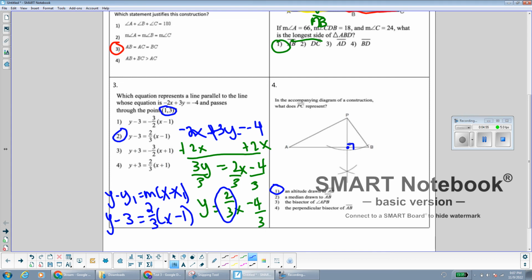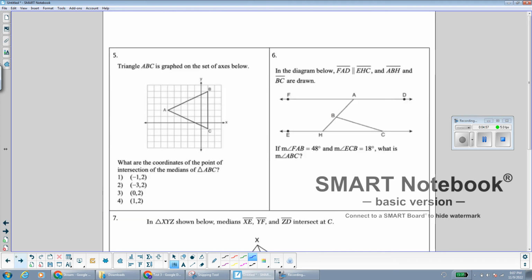Okay, we need to find the coordinates of the intersection of the medians. Medians connect a midpoint to the opposite vertex. So let me find the midpoint. 1, 2, 3, 4, 5, 6. So halfway is 3. 1, 2, 3. And let me connect the midpoint to the opposite vertex. Okay. Where would the midpoint be here?